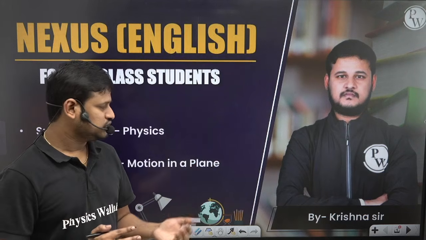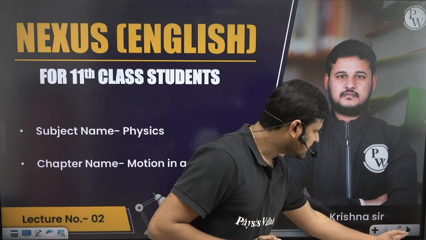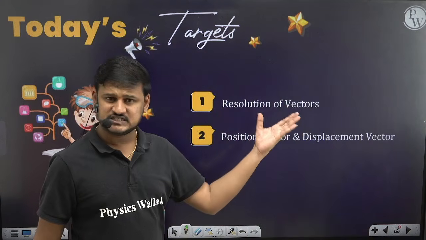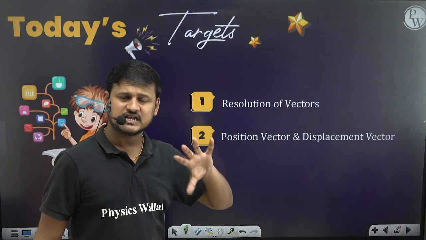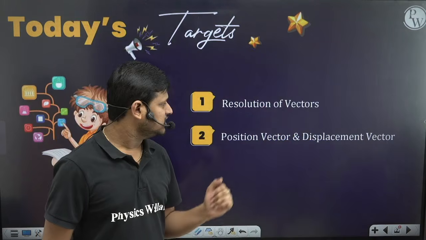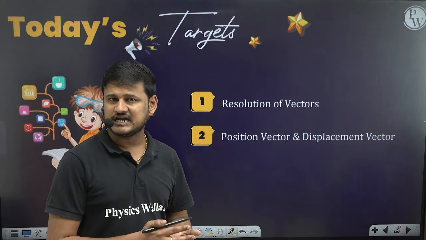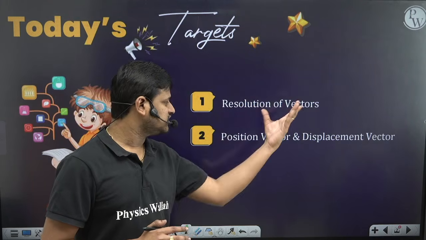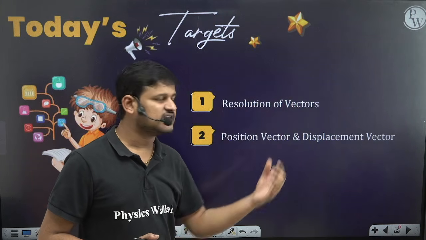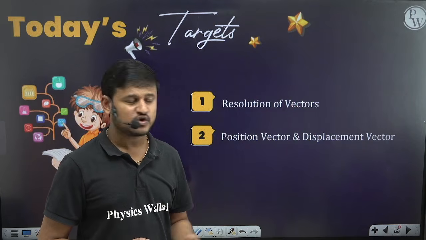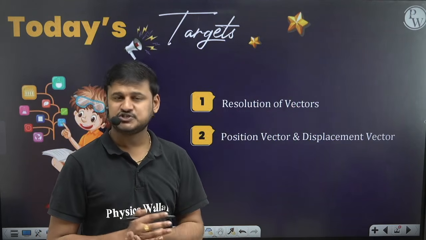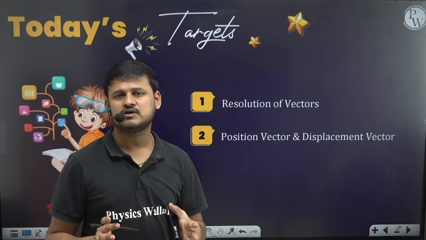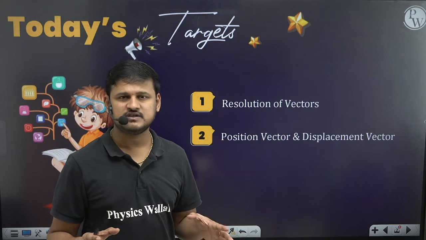Today's targets are: we'll first see the subtraction of vectors. In the last class we saw addition of vectors, right? So today we'll see triangle law, subtraction of vectors, then resolution of vectors, then what is position vector and displacement vector.